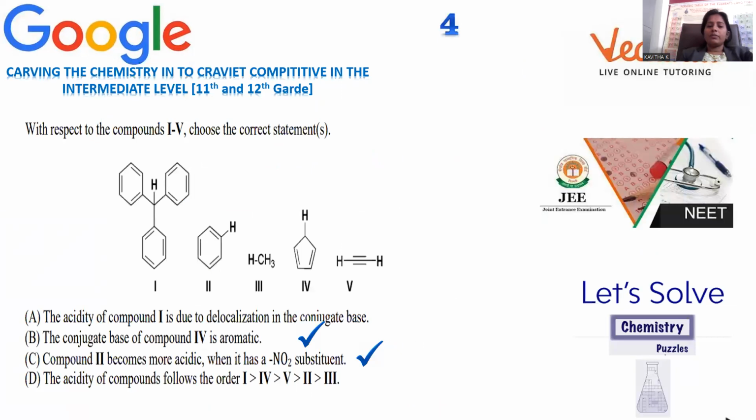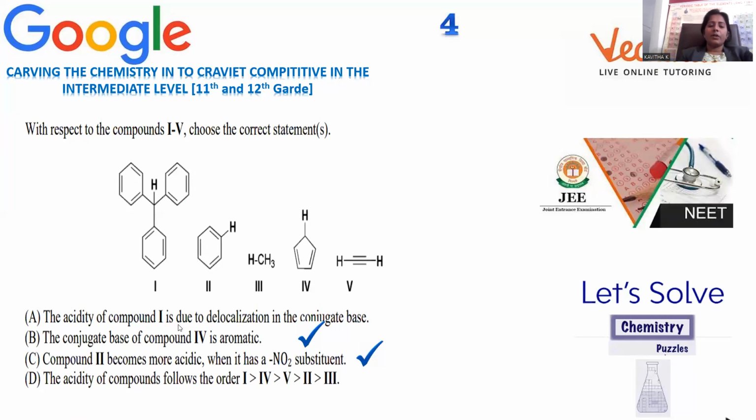Move on to question number 4. Question number 4 is also part of organic chemistry. With respect to the compounds 1 to 5, which are provided, the correct statement or statements are, okay. Among all, a few statements are provided, and we need to identify which are exactly correct with respect to these compounds.